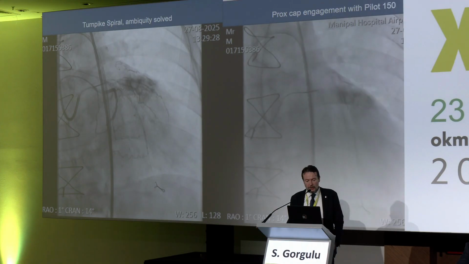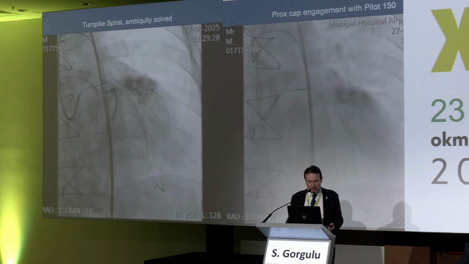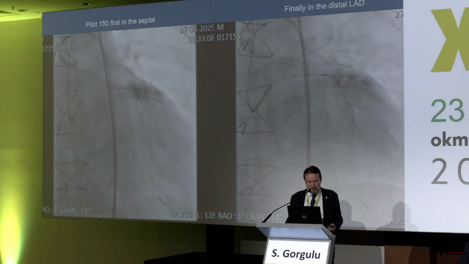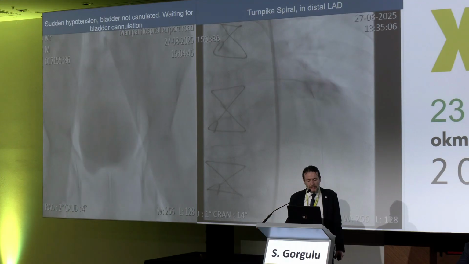This was a Pilot 150, and I was very lucky that I got there. First I went into the septal, and then I went into the distal vessel, finally in the distal LAD, as you can see. So then comes another problem here.